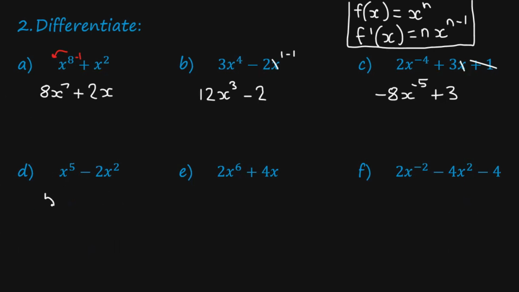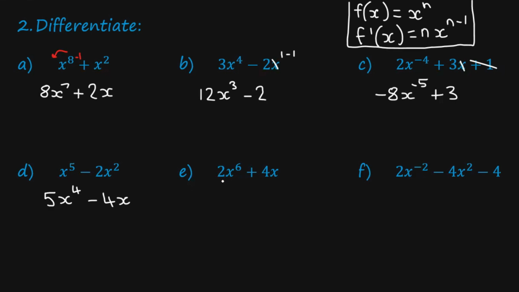So we're just going to take the 5 and put it at the front. So we've got 5x, and then we're going to do 5 minus 1, which is just going to be 4. And we'll do exactly the same with this second term. So it's going to be minus 4x, and it's going to be 2 minus 1, which is just going to be 1. So x to the power of 1. Okay, so 5x to the power of 4 minus 4x.